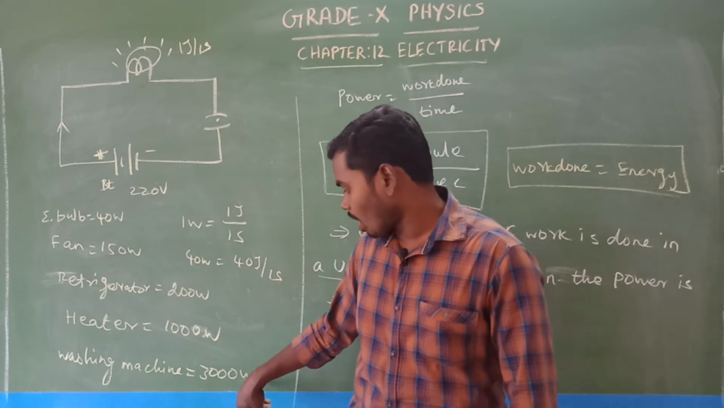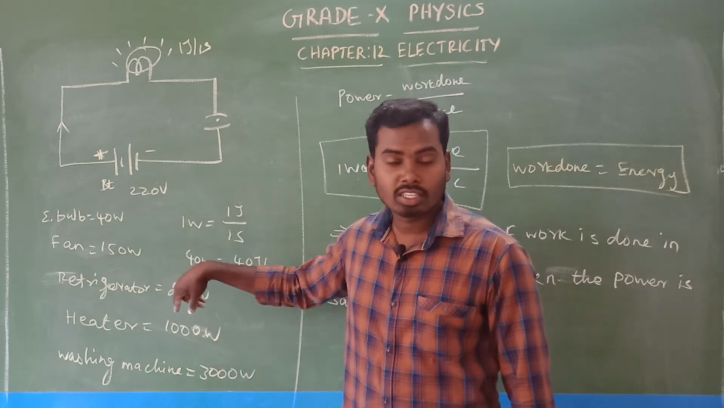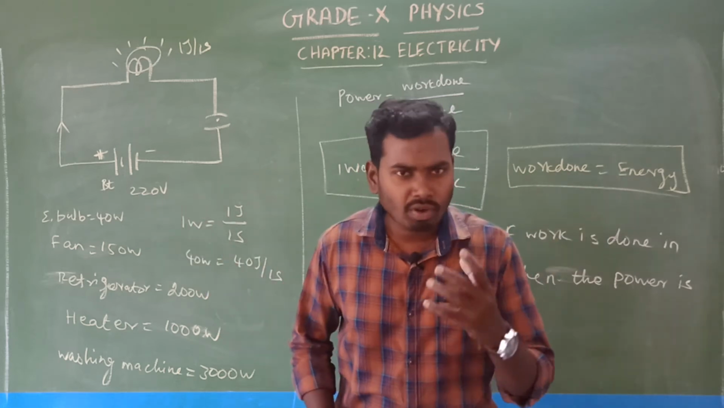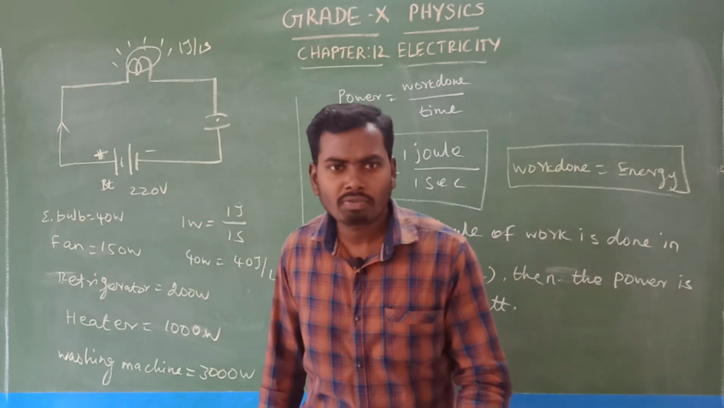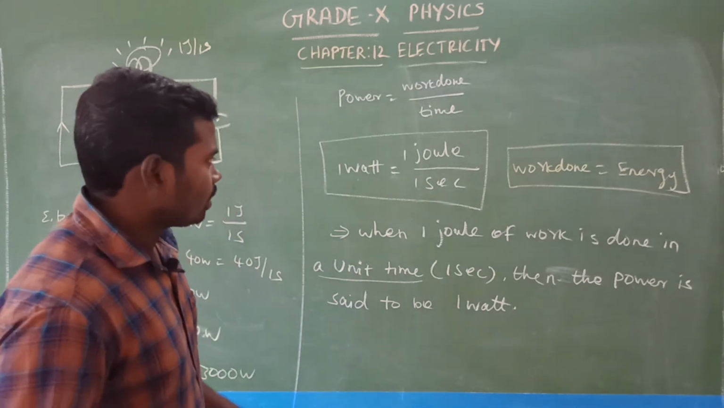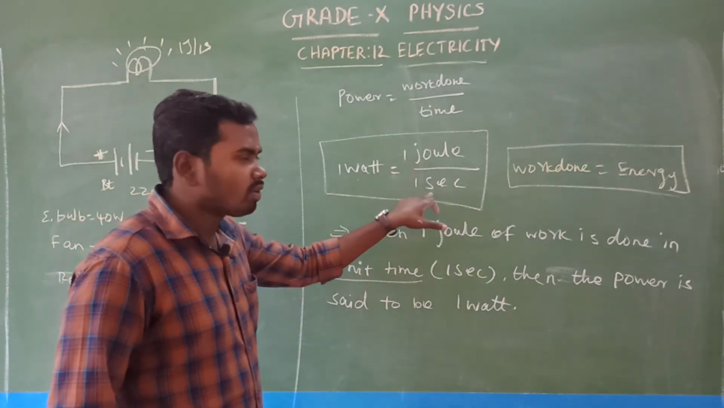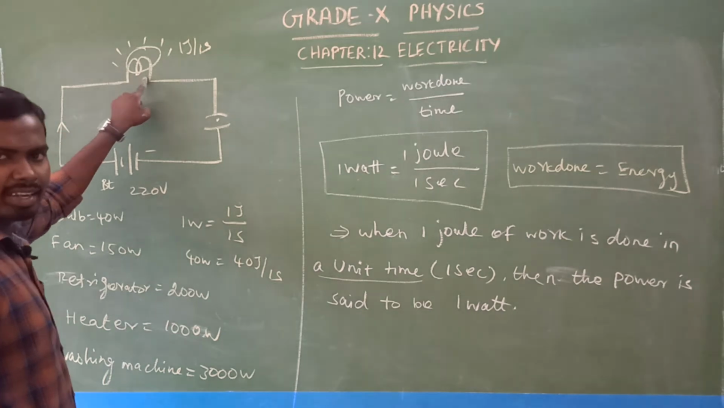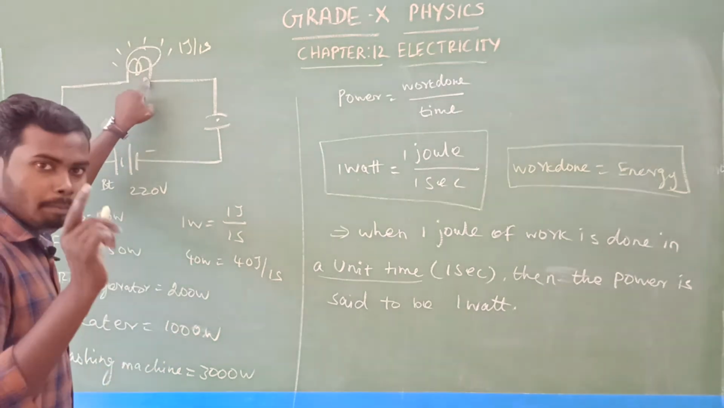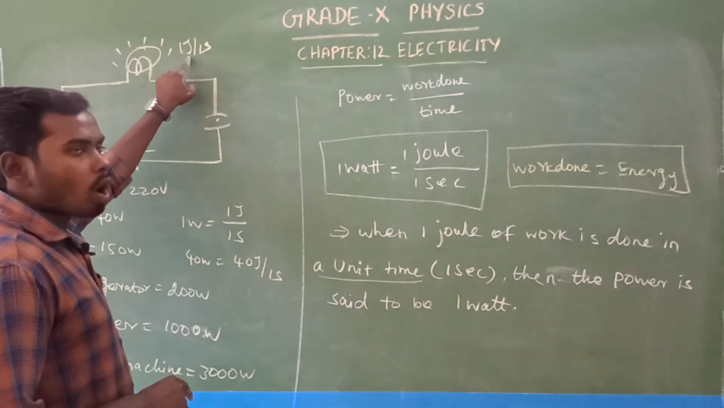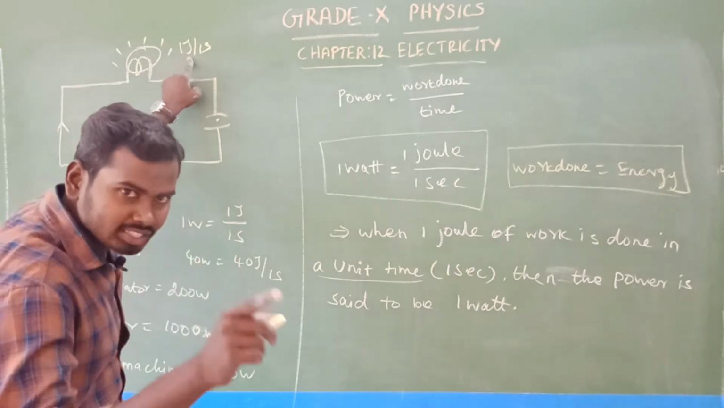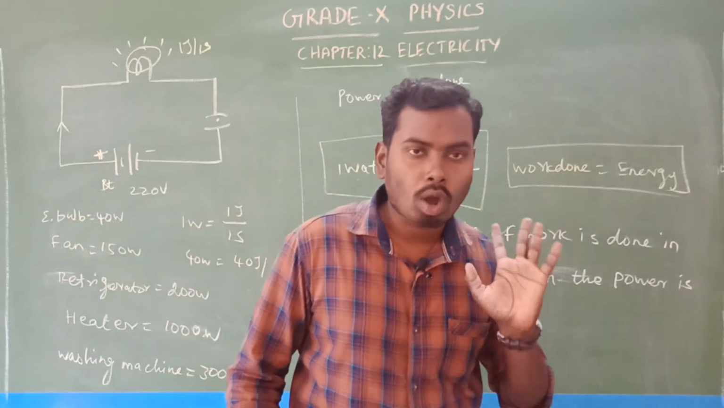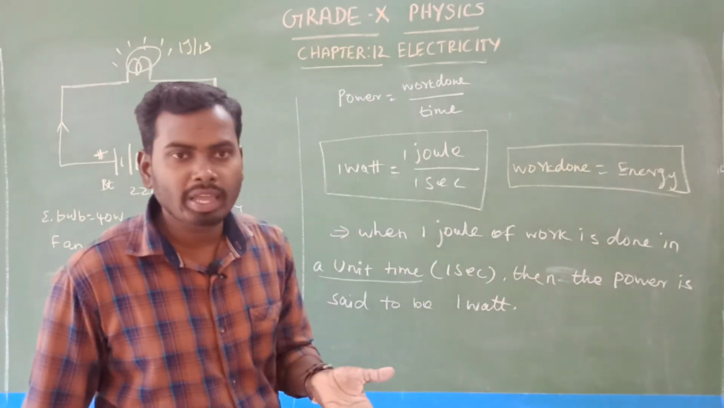Already we know the unit of electric power. So different electrical appliances have different power ratings. Is it clear? Look here. 1 watt is equal to 1 joule divided by 1 second. What does that mean, sir? It means when an electrical appliance consumes 1 joule of electrical energy in 1 second, then the power of the electrical appliance is said to be 1 watt.